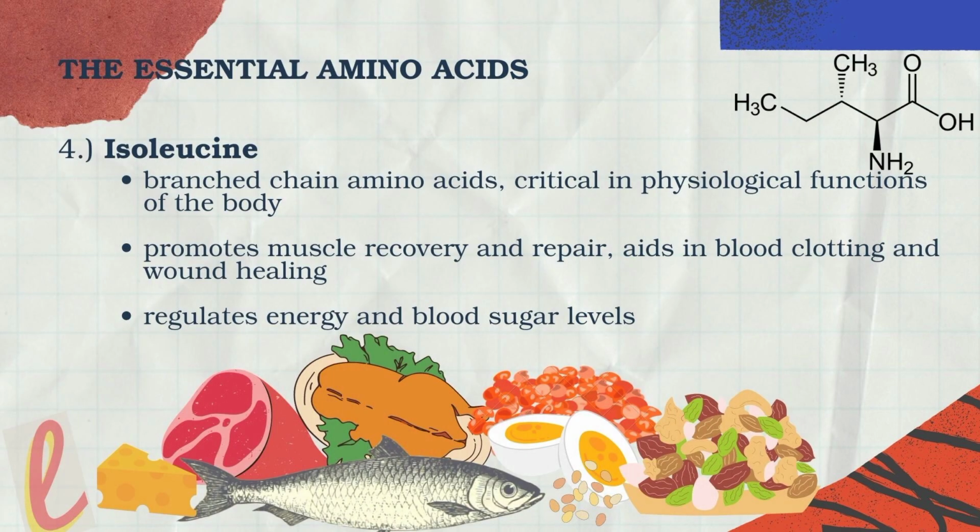Next essential amino acid is isoleucine. This is a branched chain amino acid critical in physiological functions of the body. Isoleucine promotes muscle recovery and repair, aids in blood clotting and wound healing, and regulates energy and blood sugar levels. Isoleucine is plentiful in meat, fish, poultry, eggs, cheese, lentils, nuts, and seeds.